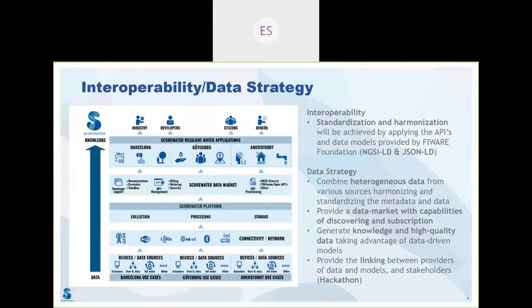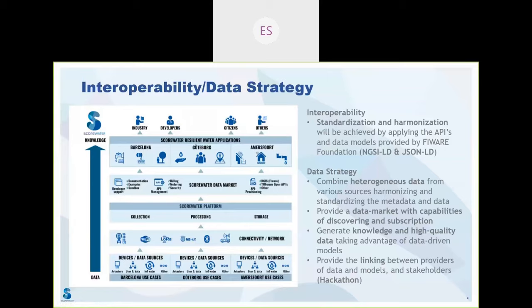As commented in the previous presentation, you use the FIWARE platform to develop the project. In this case, Score Water also uses this platform for the 3 use cases. Basically the data is collected, processed, improving the data quality, generating new knowledge, and stored.